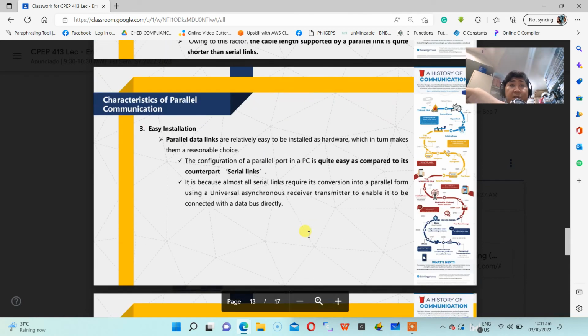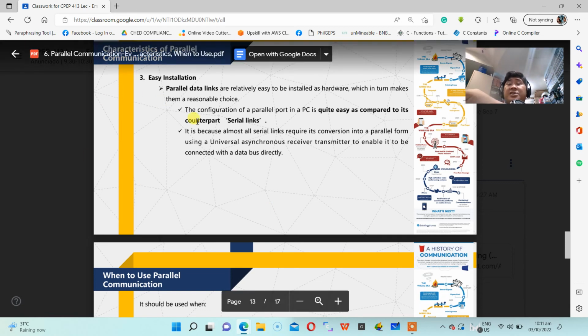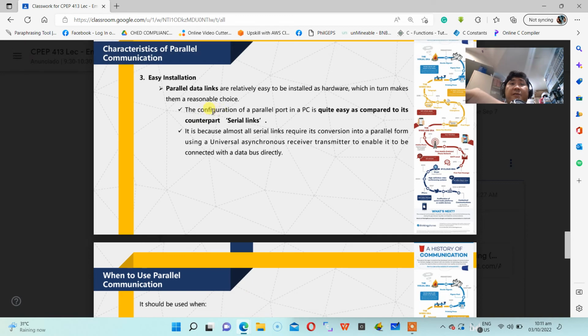Easy installation: parallel data links are relatively easy to install as hardware, which in turn makes them a reasonable choice. The configuration of a parallel port in a PC is quite easy compared to its serial counterpart, because almost all serial links require a conversion into parallel form using a universal asynchronous receiver transmitter to enable connectivity directly with a bus.